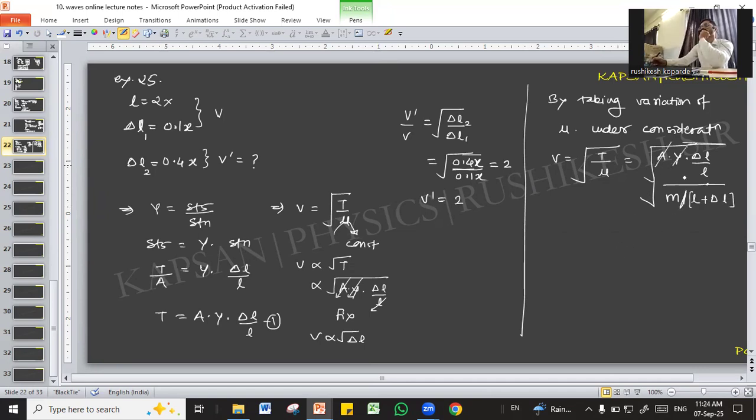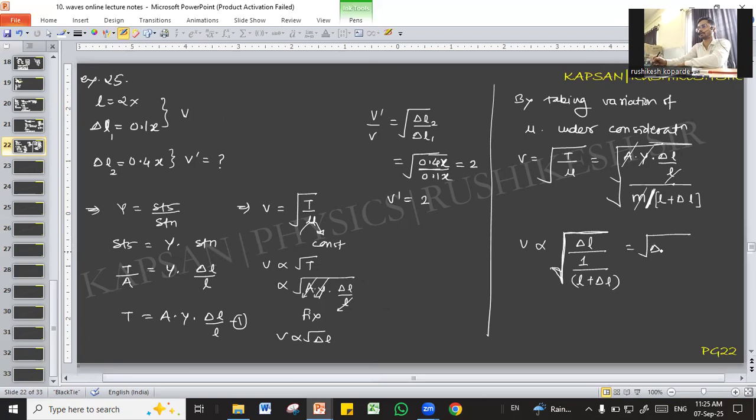Now these parameters we will take approximately constant, even the mass. So what do we have? In the numerator we have this delta L. In the denominator we have 1 upon L plus delta L. You cannot ignore this L. It is in addition, so this L cannot be taken as constant. So it is under root delta L into L plus delta L.